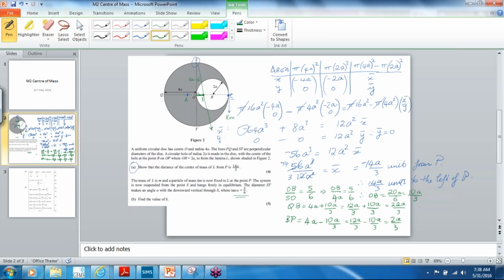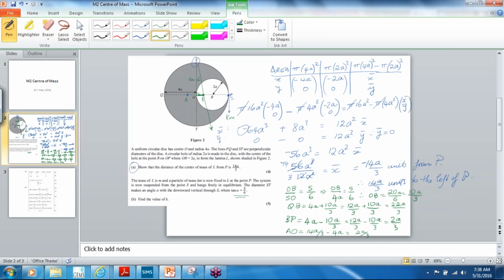And we've already established the distance from O to A. 14A over 3 is the distance from P to O. Therefore, from A to O is 14A over 3 minus 4A, 12A over 3, so that's 2A over 3. Well, so these distances are the same.